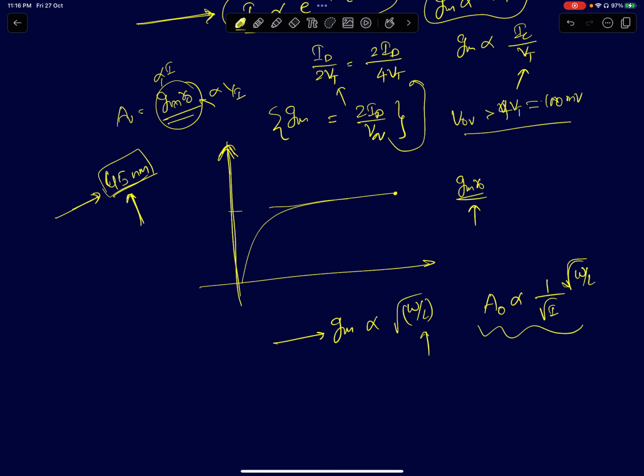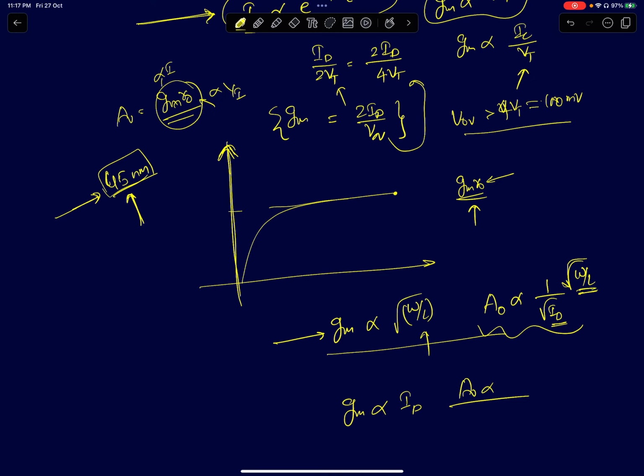These results are valid under strong inversion conditions. Under weak inversion conditions, your GM is proportional to the drain current, I, and your intrinsic gain is constant. There is a fundamental limiting value, and that generally depends upon length. Assuming you have a fixed W by L ratio for a given current, larger channel lengths will give you better intrinsic gain because your R naught improves. GM remains the same, but R naught improves.